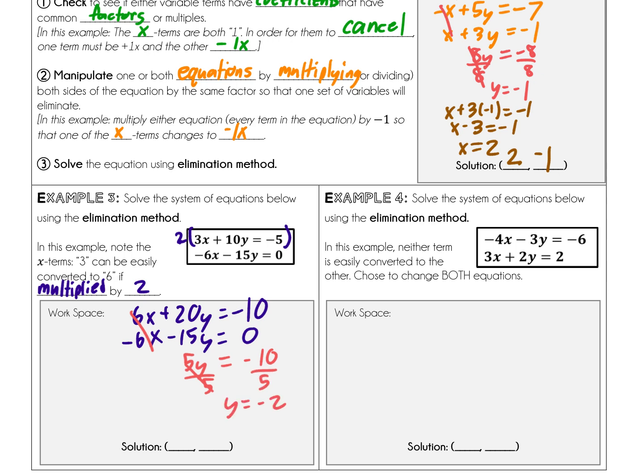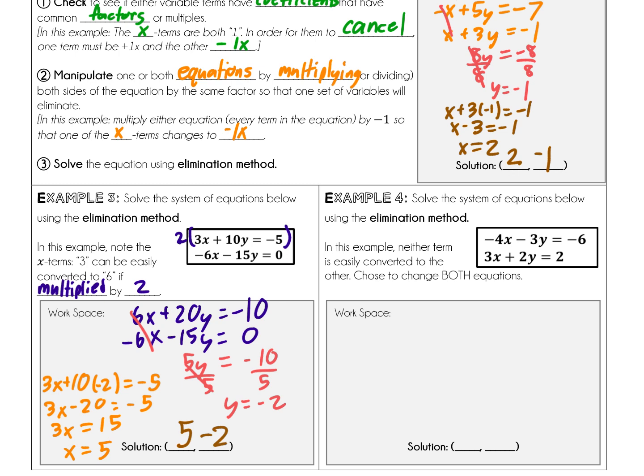Plug this into our original equation, 3x plus 10y equals negative 5, and we have 3x plus 10 times negative 2 equals negative 5. This is 3x minus 20 equals negative 5. To get x by itself, we add 20 to both sides, leaving us with 3x equals 15, and we divide both sides by 3 to get x equals 5. Our solution is now the point 5, negative 2.